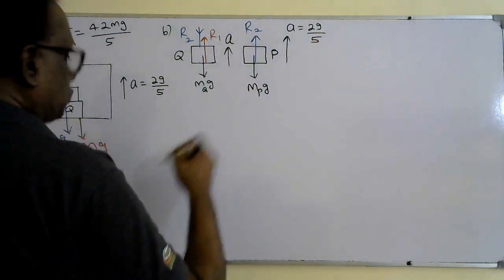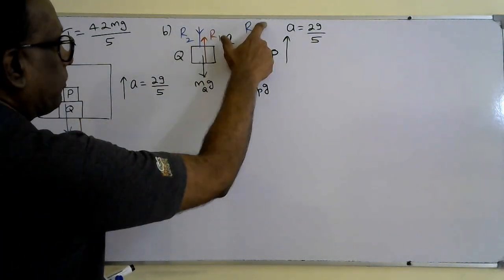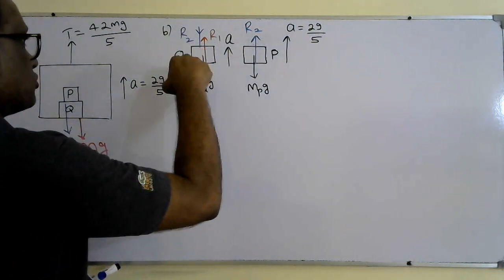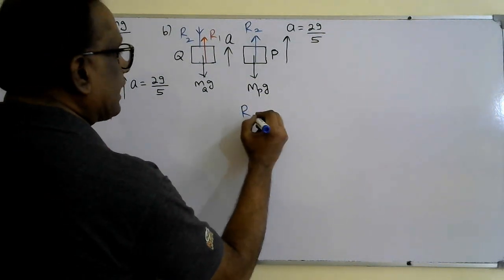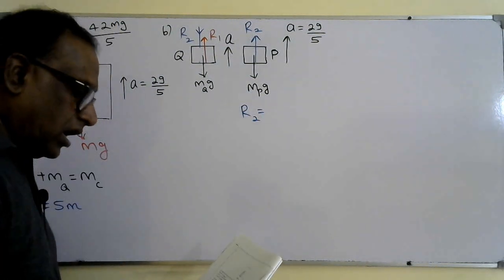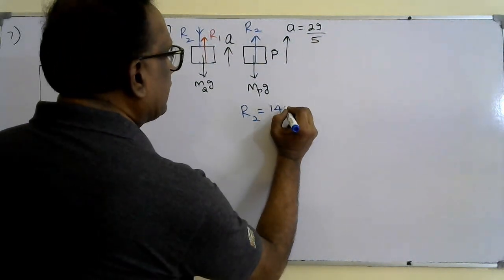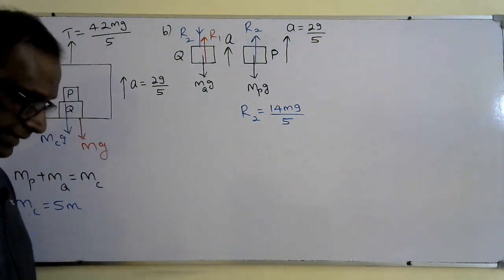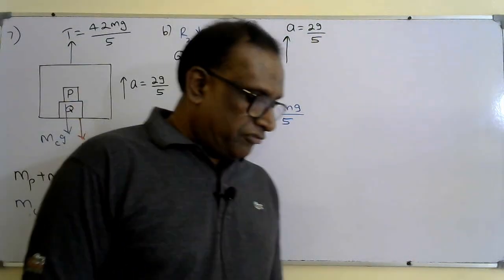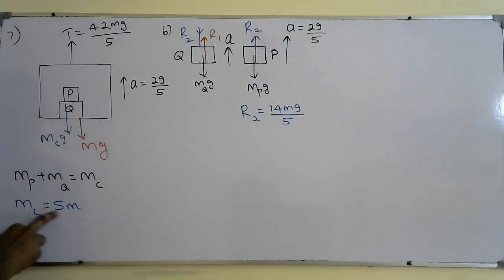Okay, R2, the force exerted by Q on P, and the force exerted by P on Q, are third law pair of forces, the contact force. R2 is given as 14 mg over 5. The question is to find the mass of P in terms of m. We know the combined mass, but we have to find the mass of P, right?